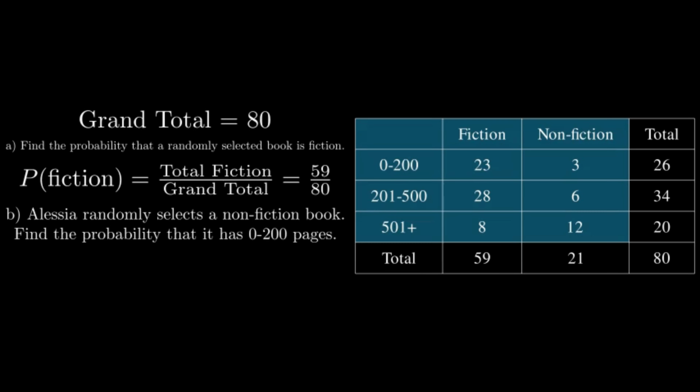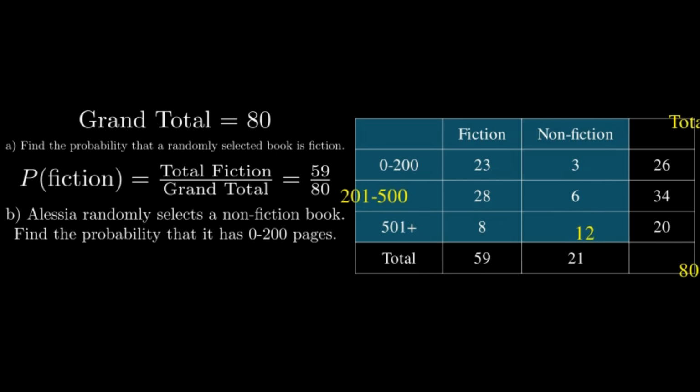Part B is a bit different. It says, Alessia randomly selects a non-fiction book. Find the probability that it has 0 to 200 pages. This is an example of conditional probability, which we'll define more formally soon. The key phrase here is selects a non-fiction book. This means we are no longer considering all 80 books. Our sample space has been restricted. We are only looking at the non-fiction books.